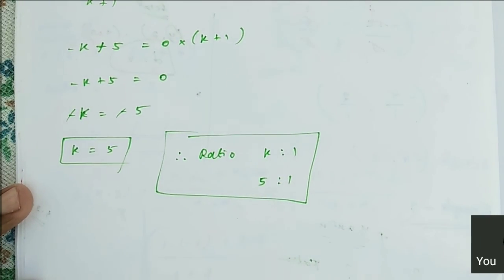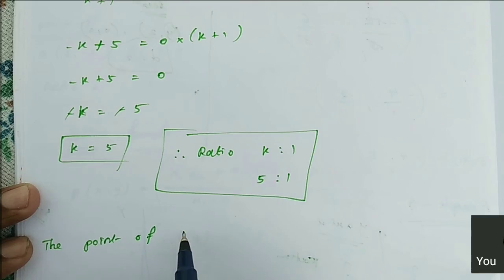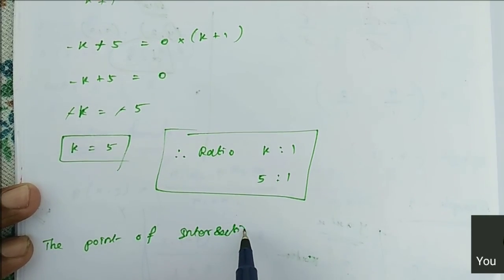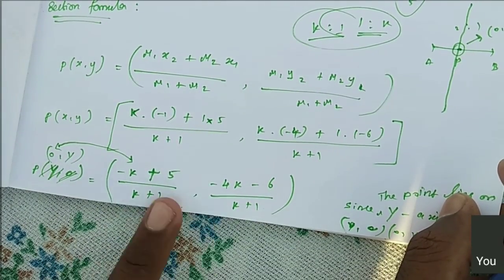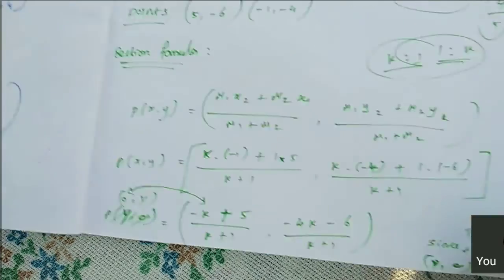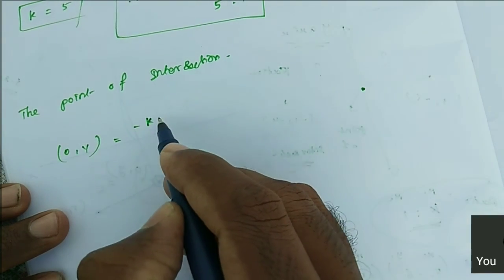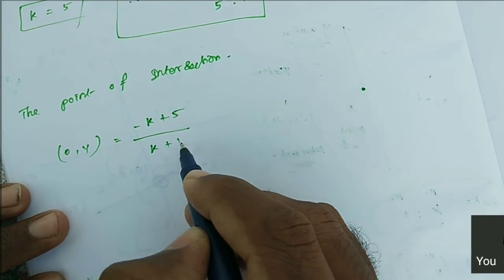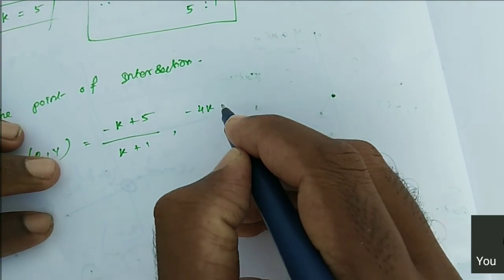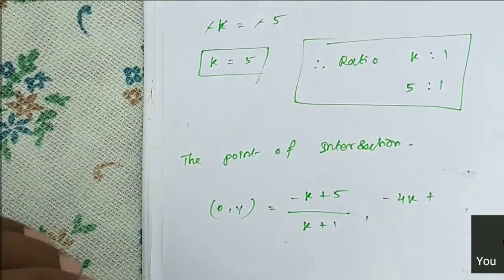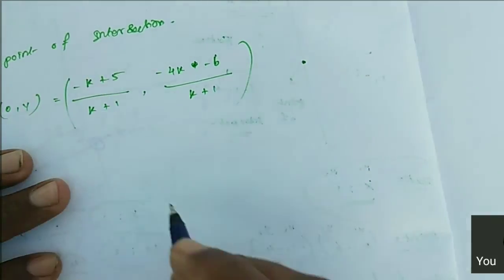Okay. Next, what are they asking? The point of intersection, right? So what is the point of intersection here? This one is the point of intersection. So the point of intersection 0 comma y equal to minus k plus 5 divided by k plus 1 comma minus 4k minus 6 divided by k plus 1, right? This is the point of intersection.